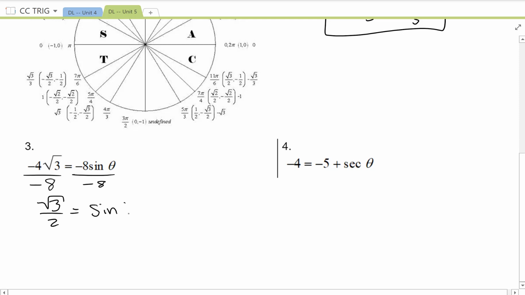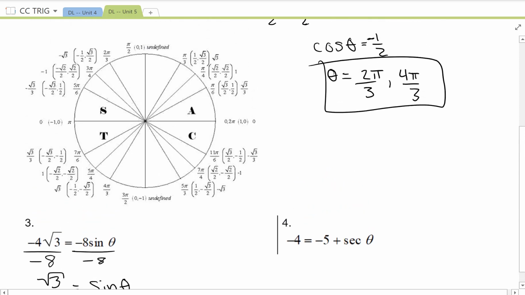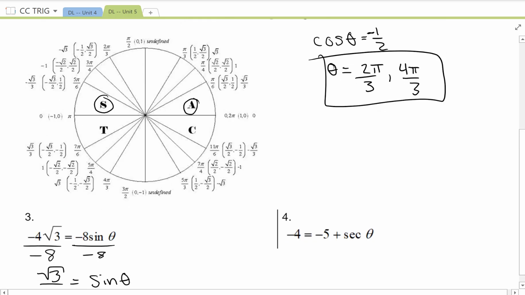So where is the y value root 3 over 2, positive? Sine is positive in the first and the second quadrants. So that's where your two angles will come from. For root 3 over 2, that would be pi over 3 and 2 pi over 3.